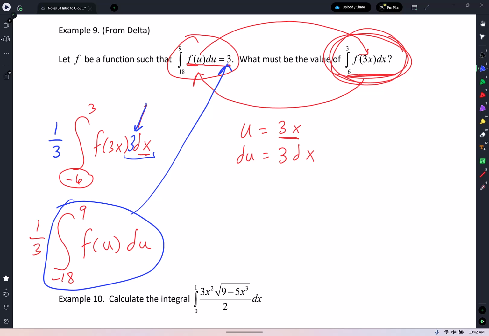What happened? Tell me. Did I mess up? Oh, I plugged it in right here to get my x values. Because this is in terms of u, and this is u equals 3x. So if I want my limits in terms of u, I plug it in right there. See? Yeah, the x was negative 6, so I plugged in a negative 6 to get my u value. And then this guy right there, that's 3. So I have 1/3, which is this 1/3, times 3.